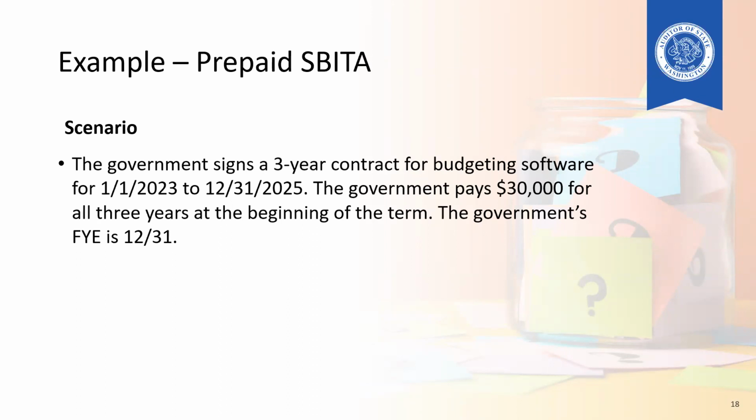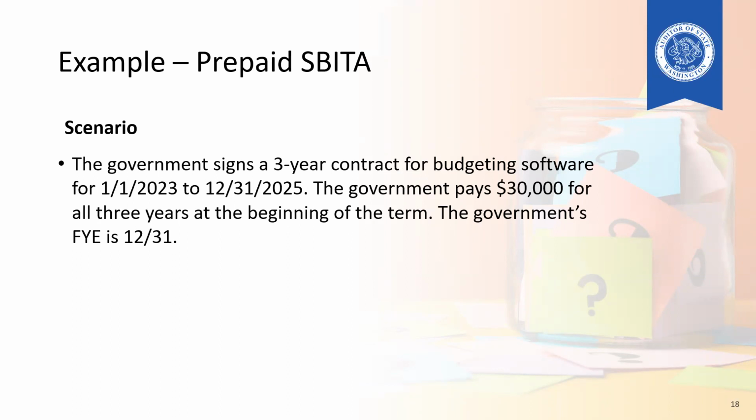With software, it's fairly common for governments to prepay for a couple years in advance, so I wanted to show you how to report that as well. Now, in this example, we have a 3-year contract for budgeting software, and the government pays $30,000 upfront to cover all 3 years of the contract.